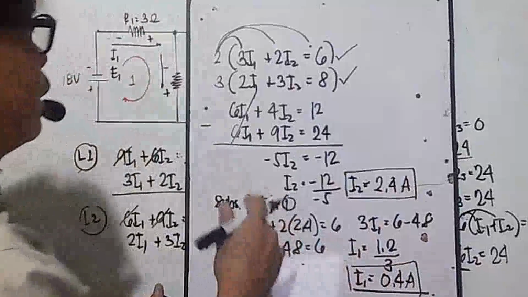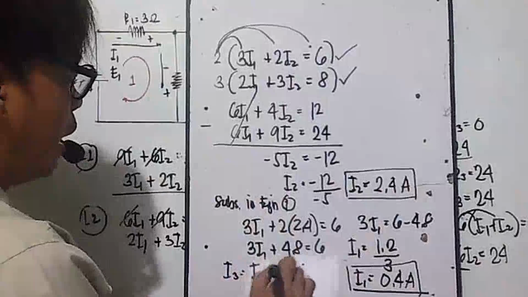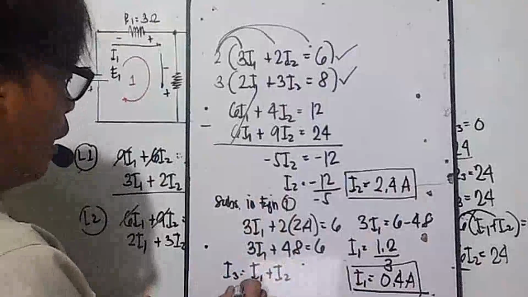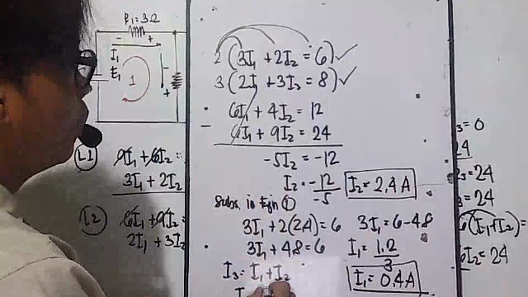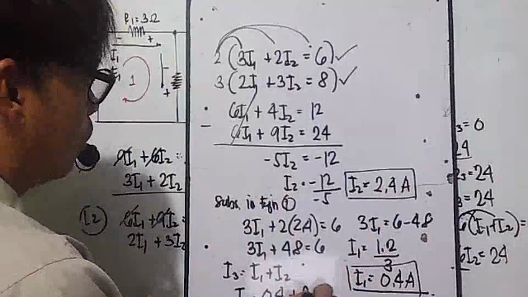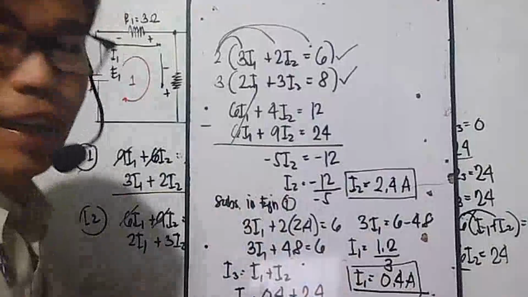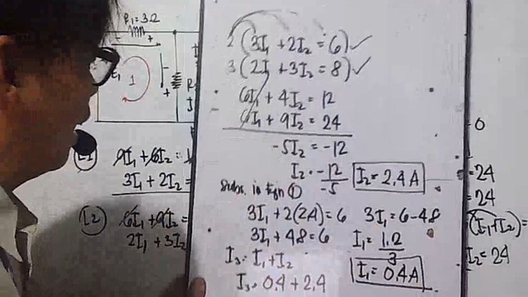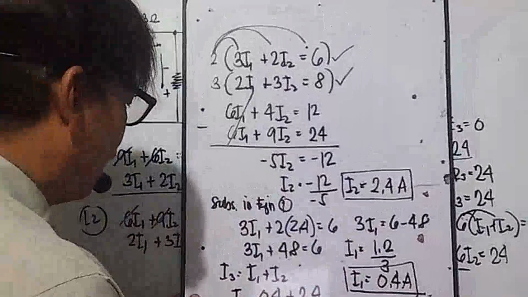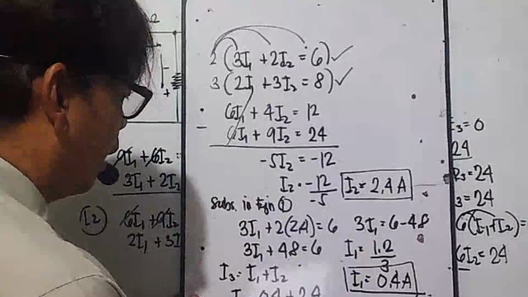Okay, now for I3, we know that I3 is equal to I1 plus I2, okay, from the first equation. Therefore, I3 mo is just equal to 0.4 plus 2.4. So your, hopefully you can still see it, okay? I'll just raise it up a bit. Yan siya. Okay, so your I3 now is equal to 2.8 amperes.